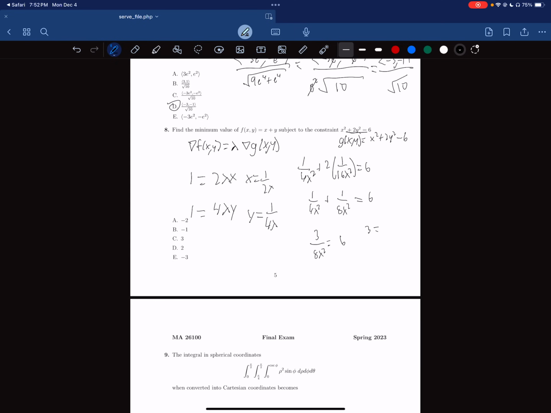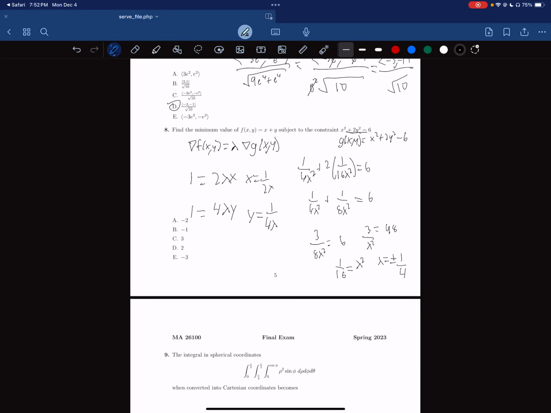So 3 equals 48 over lambda squared. And then I guess we can just switch these two. 1 over 16 equals lambda squared. Therefore, lambda equals plus or minus 1 over 4.